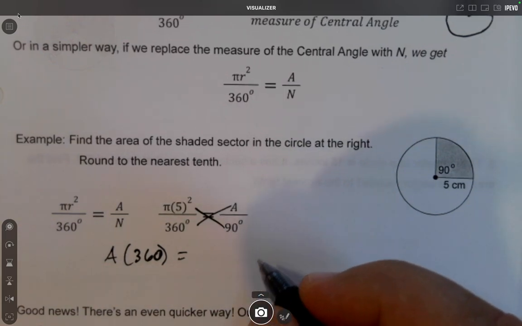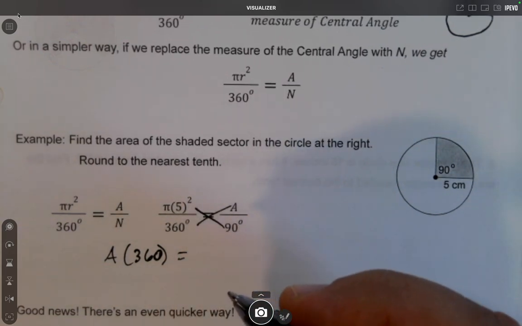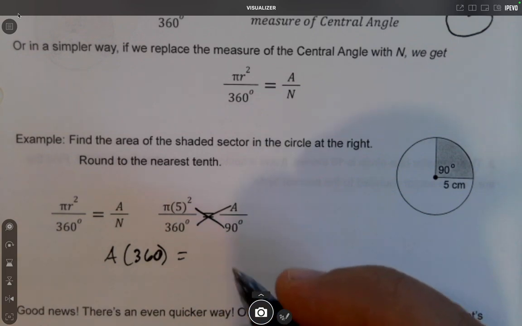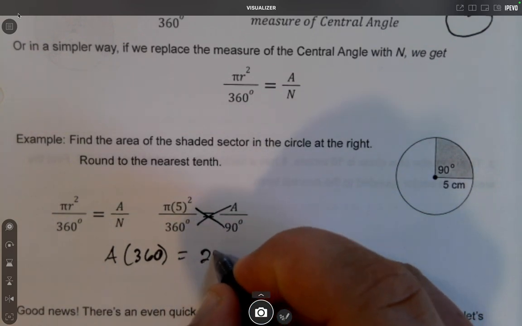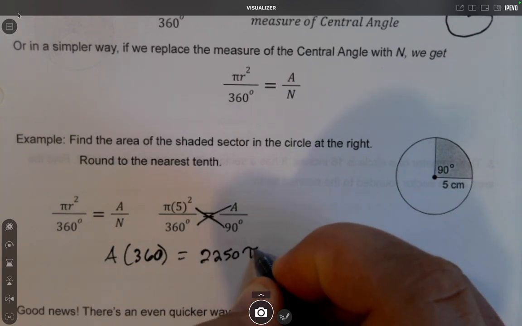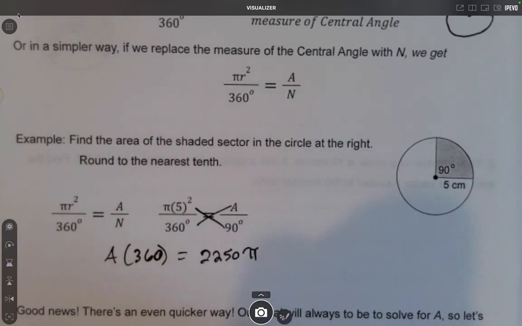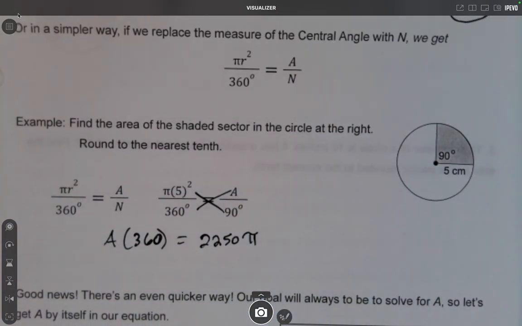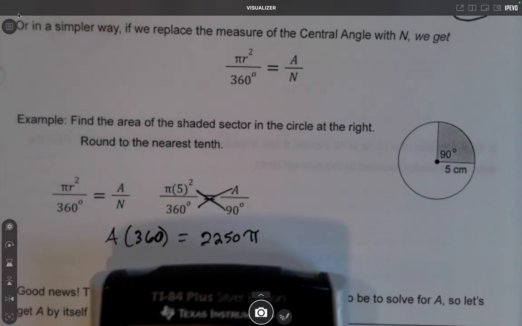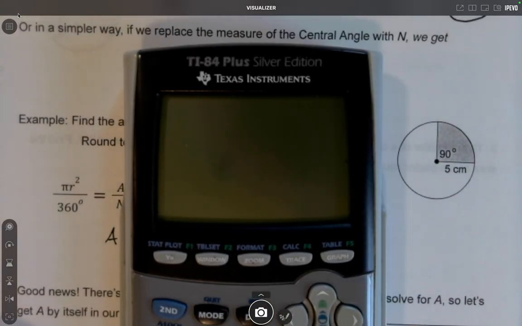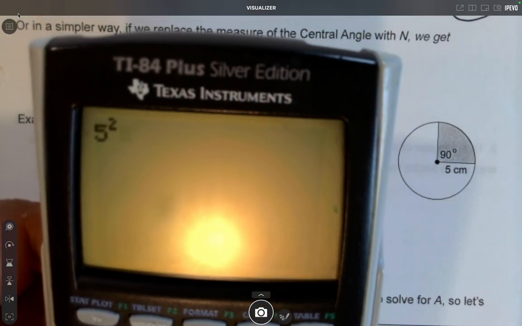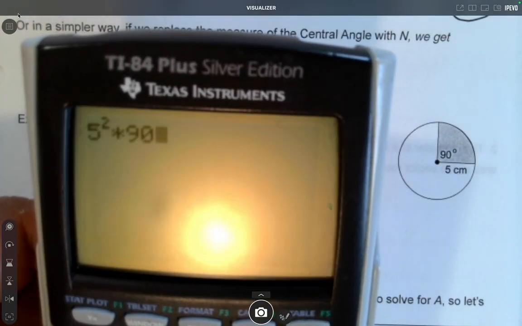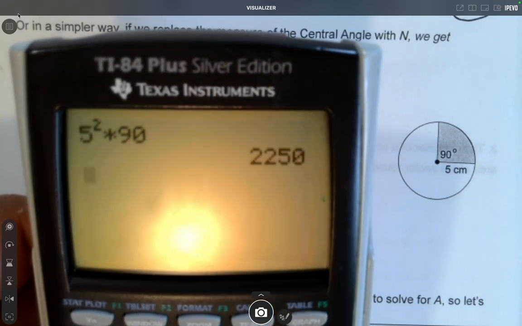Then we have, 5 squared is 25. 25 times 90 is 2,250 pi. And you could plug that whole thing in if you want. But let me show what I did. I chose not to multiply by the pi yet. So I just said, let's do 5 squared times the 90 and got 2250.